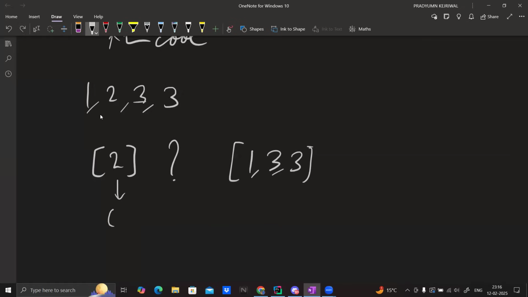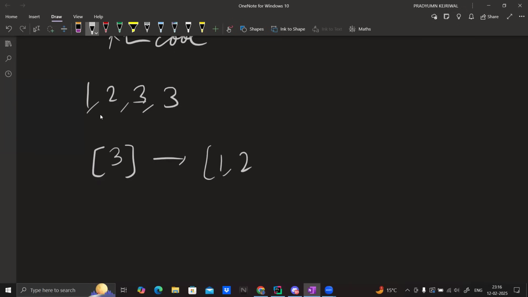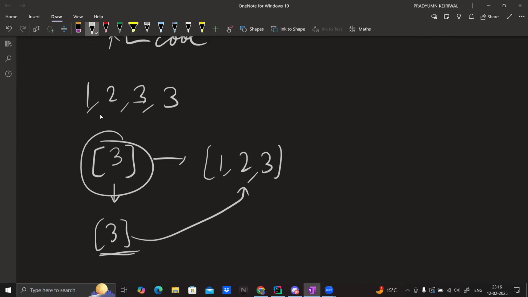But what we can do is we can take 3 as a subsequence. So what is the complement of this? Complement of this is 1, 2, and 3. And what all subsequences are possible from this? Just one, right? Just 3. And the average of that is present in this array. So therefore, this 3 is actually a cool subsequence.